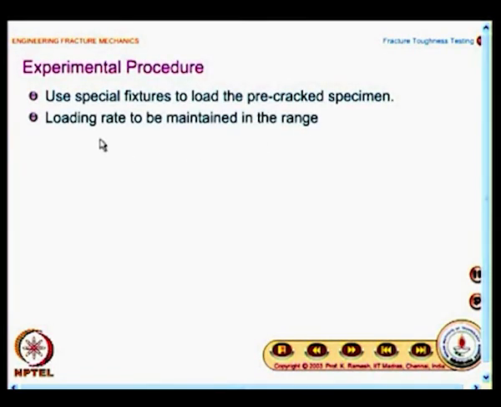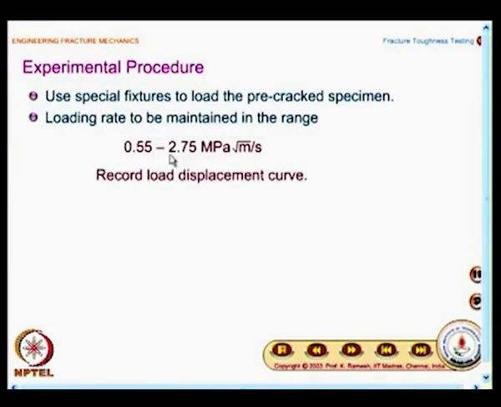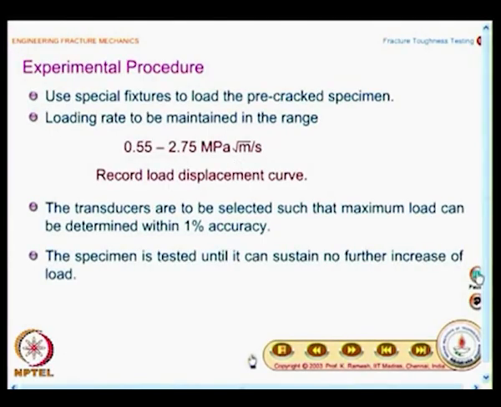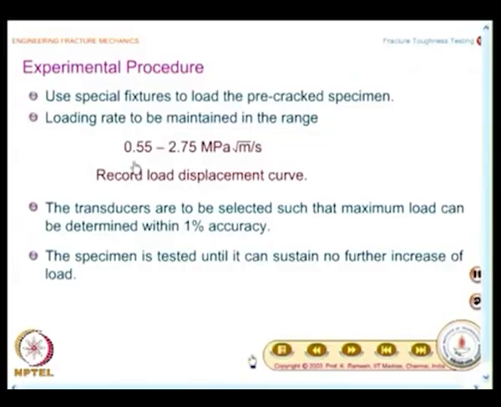And what is the experimental procedure? You have to use special fixtures to load the pre-cracked specimen. Loading rate should be maintained in the range 0.55 to 2.75 MPa root meter per second. This is very important. In all our discussion, we have said we have to load it gradually. How gradual is it? A code gives you the recommendation: 0.55 to 2.75 MPa root meter per second, and you have to record the load displacement curve. This is very important. Only from that would we be in a position to evaluate the parameters needed for fracture toughness determination.